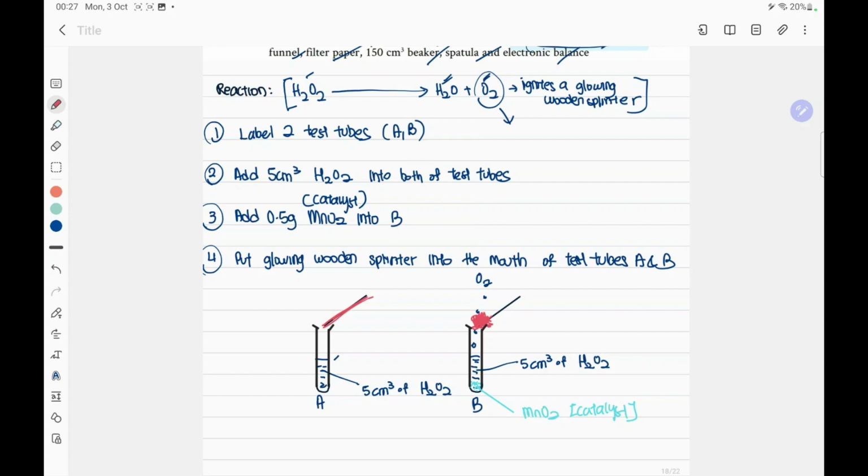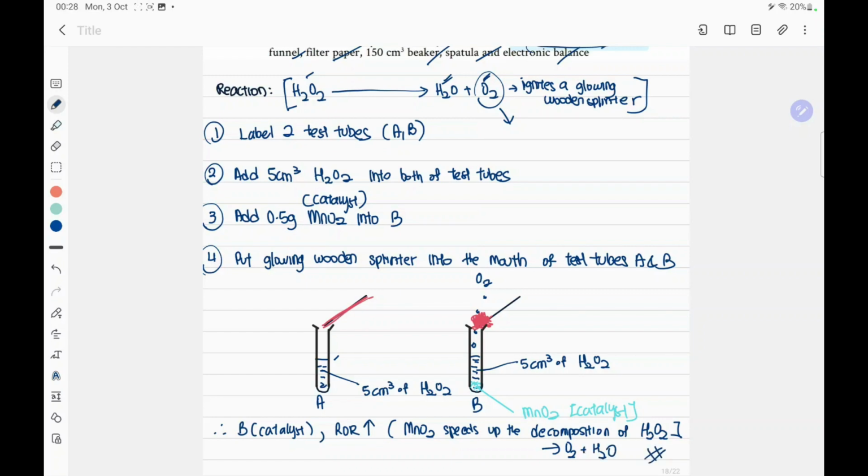because B contains catalyst. So now we can come to a conclusion that B, with the presence of catalyst, has a higher rate of reaction because the MnO2 speeds up the decomposition of hydrogen peroxide solution into oxygen gas and water. That's it for all the experiments for this chapter.